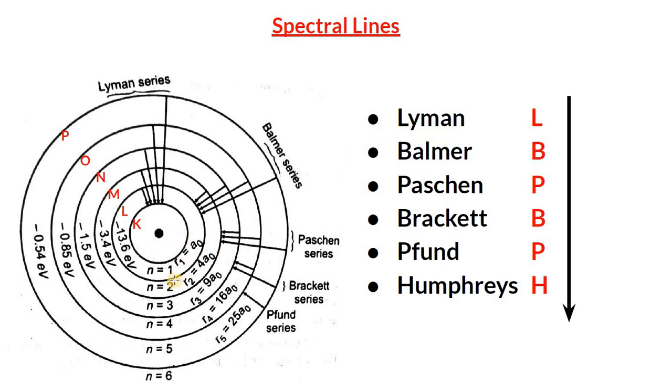Similarly, if an electron jumps to n equals 2 from any other level, I will call that the Balmer series. n equals 3 is called the Paschen series, n equals 4 the Pfund series, n equals 5 the Brackett series, and n equals 6 the Humphreys series. So this is how it works: L, B, P, P, B, H. I have already told you that. This is the shortcut.